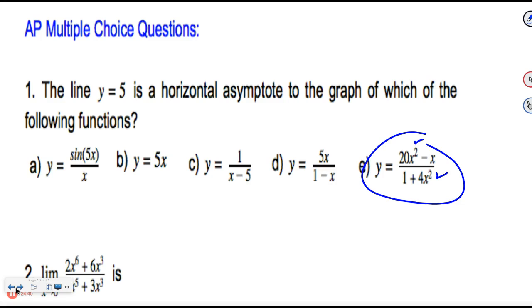What's this guy's horizontal asymptote right here? Negative 5. What's this guy's horizontal asymptote? 0. The bottom's taking over. What's this guy's horizontal asymptote? There isn't one. It's a line, correct? What's this guy's? I don't care. It's not that. It's not 5. So next one up.